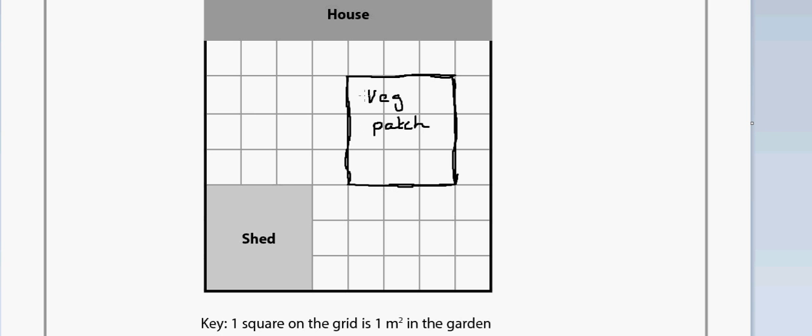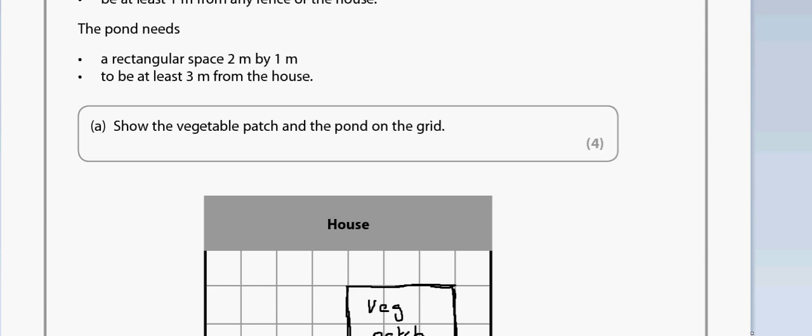So I could have moved it over a little bit, but the vegetable patch will be in front of the shed. So just for convenience, I've put it here so it's out of the way of the shed, and it is 1 meter away from the house and 1 meter away from the fence. So now all we've got to do is put in the pond, and it says that should be 2 meters by 1 meter and 3 meters from the house.